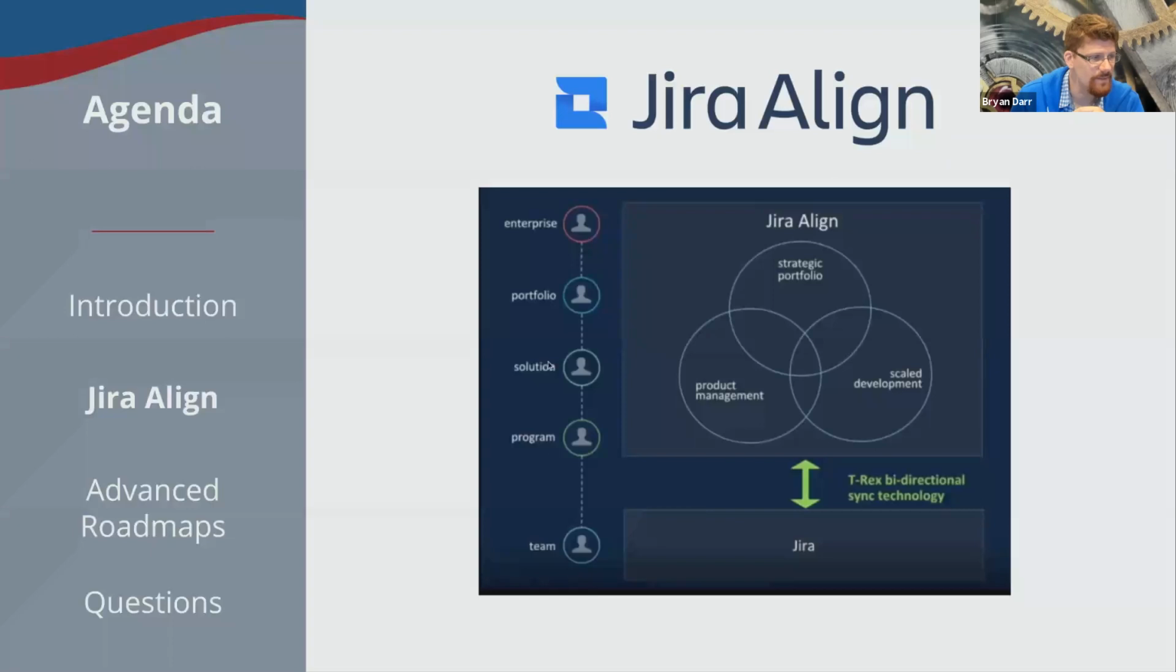All of that sits up inside of Jira Align, and it helps you manage your strategic portfolio, your product management, and your scaled development. And then down here at the team level is Jira, and there is a bidirectional synchronization between Jira and Jira Align. It mostly synchronizes around the feature/Jira epic level. Actually, epics live in both Jira and Jira Align. Stories and tasks live down in Jira, and everything synchronizes up.